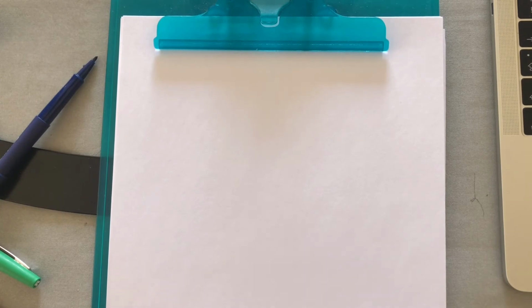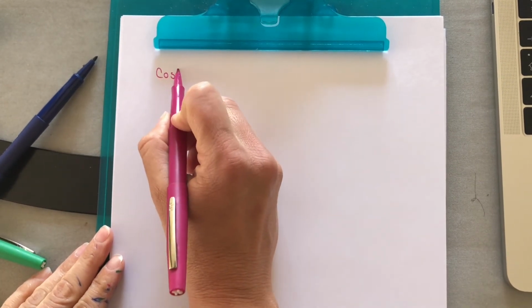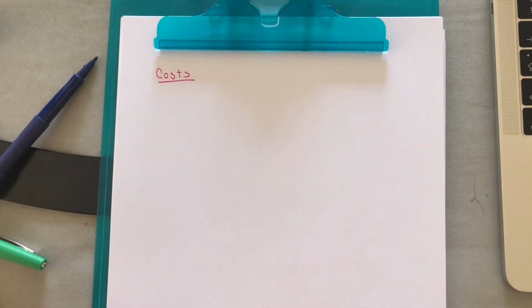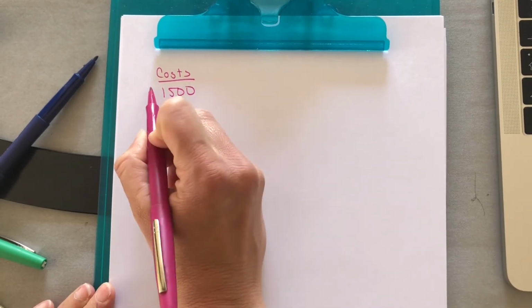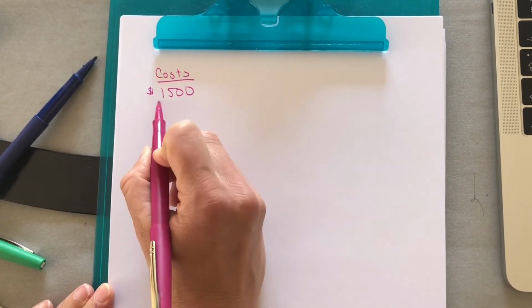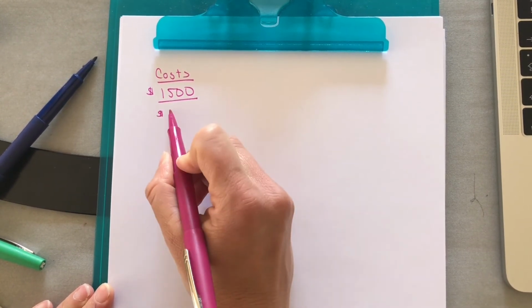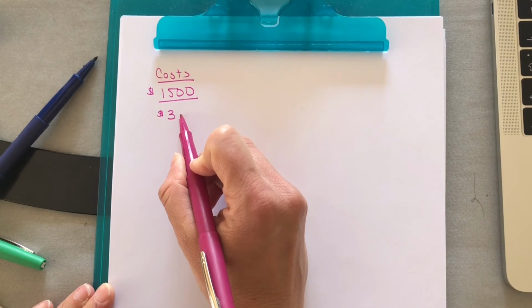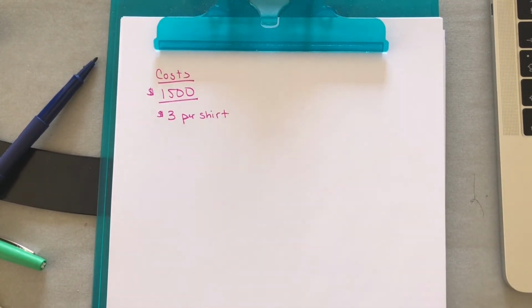Okay, so you have two things happening here. You have money that you're spending, and you have money that you're earning. So the costs that you're going to incur starting this business are $1,500 for the equipment. So that's just a one-time cost. Plus, you have to buy each t-shirt in the first place before you can put the design on it.